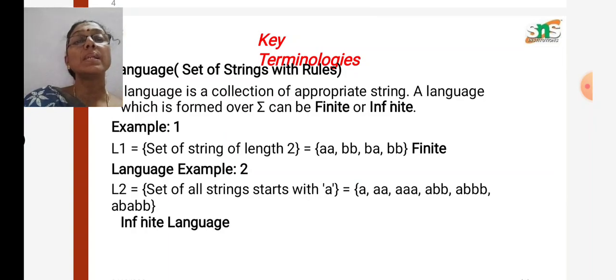Another example of a language is the set of all strings that start with A. The starting symbol should be A, followed by any combination of A or B. That is an infinite language. So language is of two types: one is finite, the other is infinite. We know what a string is, what an alphabet is, and what a language is. These are the key terminologies required to describe strings in terms of a language.